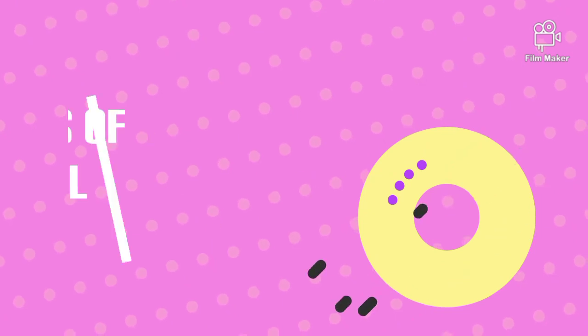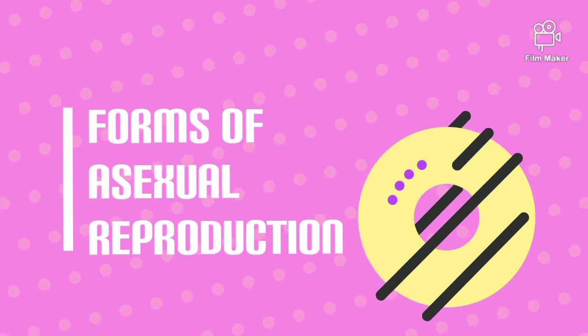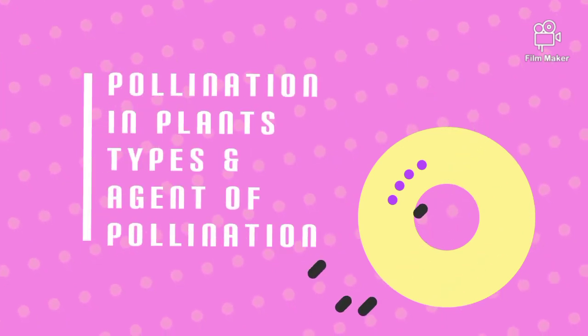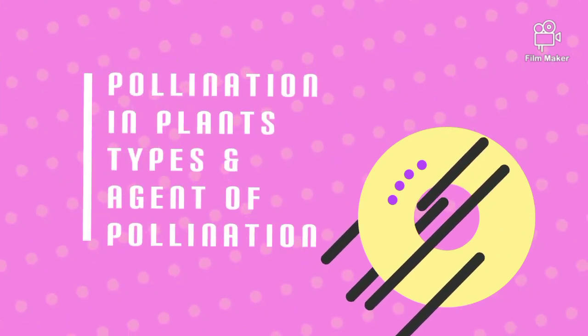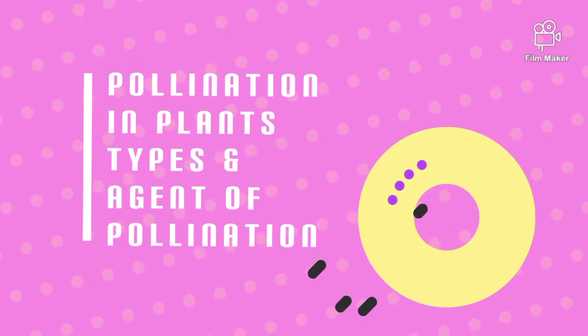In this video, we'll be looking at the different forms of asexual reproduction in details. Later in the video, we'll be looking at pollination in plants, the different forms of pollination, and also we'll look at agents of pollination or how plants are being pollinated. Come along.